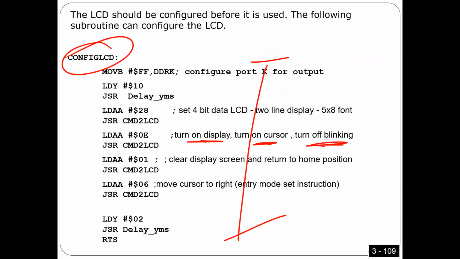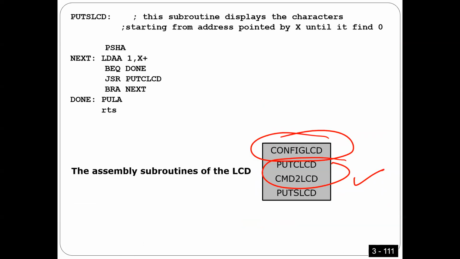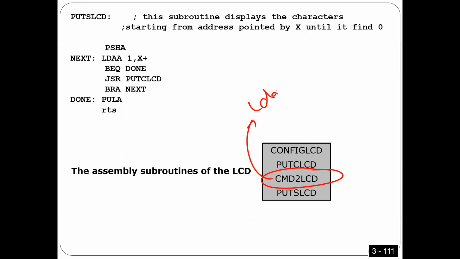Any questions? Let me tell you what I summarized, very easy. We have one function called command to LCD. This one is used if you want to send a command to the LCD. All you have to do before you call this function is load accumulator A and put the code for the command. Every command has a number or a code, so you have to put it in the register and then call this function.